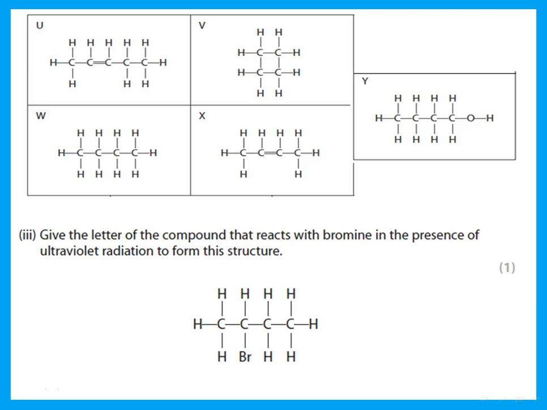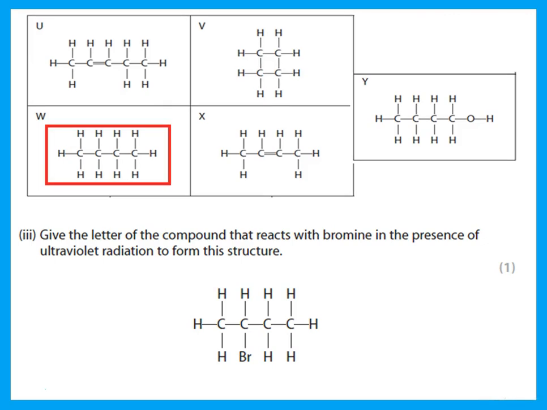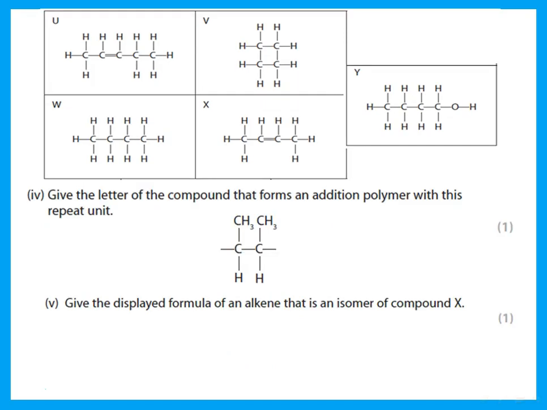Now, I want the alkane that will give me this product with one bromine attached to it. So which one would react to give one bromine? That is W. That is the alkane. If I remove one hydrogen and put one bromine, that is called a substitution reaction, and that happens between alkanes and halogens. Then he says, give the letter of a compound that forms an addition polymer with this repeat unit.